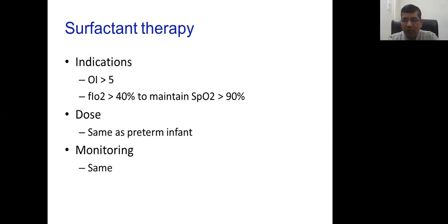Our indication is that once your OI starts crossing 5, 6, I start giving, preferably at 5, I say, okay, shoot. If I have to, in term babies 40%, in late preterm about 30%, I use surfactant. So early surfactant therapy is what we try in these babies. Dose is the same, monitoring is the same, as you know, a lot of you are doing that, but still I'm repeating these, which is very important.